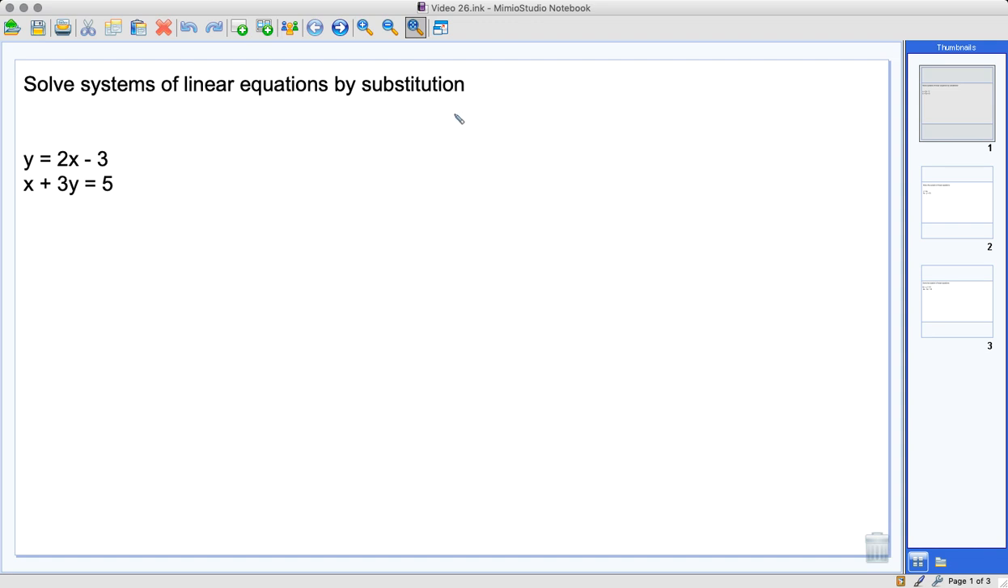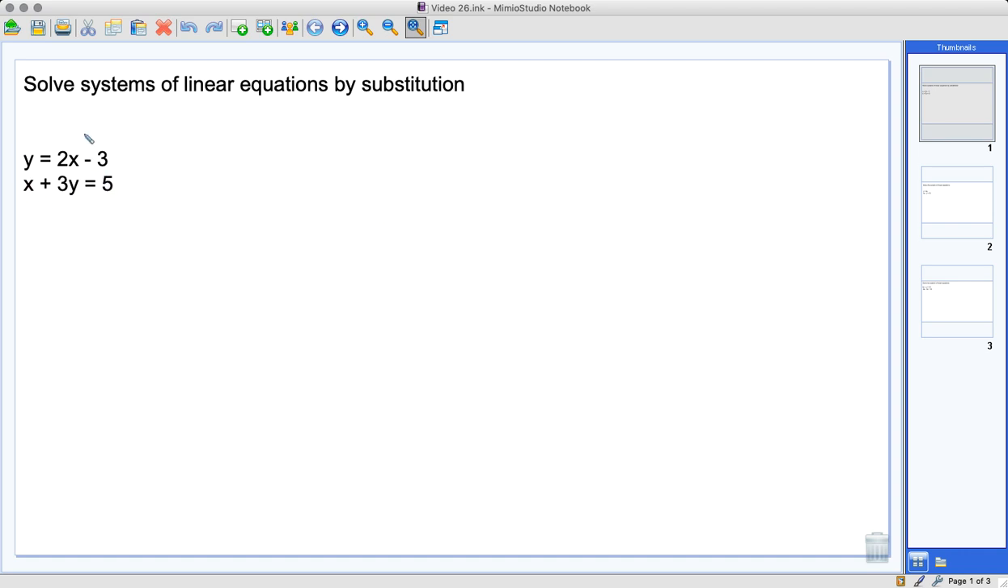It's kind of like when you have a substitute teacher, it's just a replacement teacher for a short period of time. So what you first want to do is make sure one of your equations is solved for a variable. It doesn't matter if it's solved for x or for y. That is the first thing you look for.